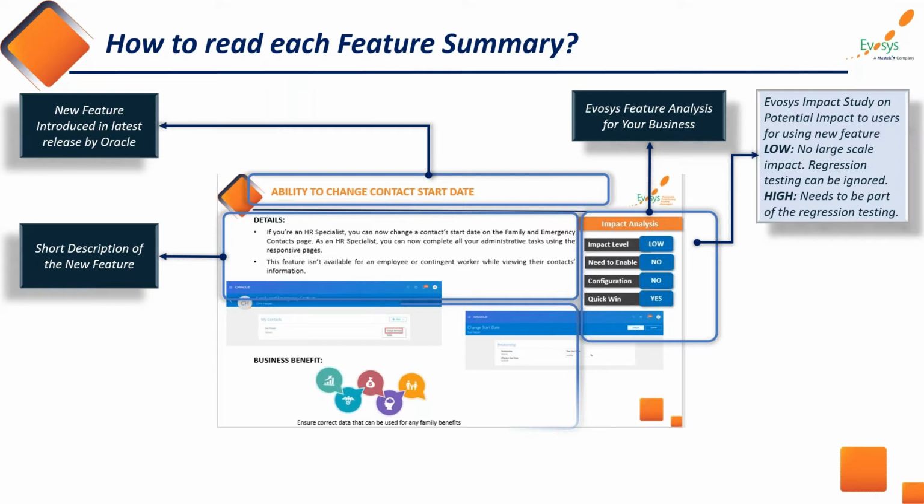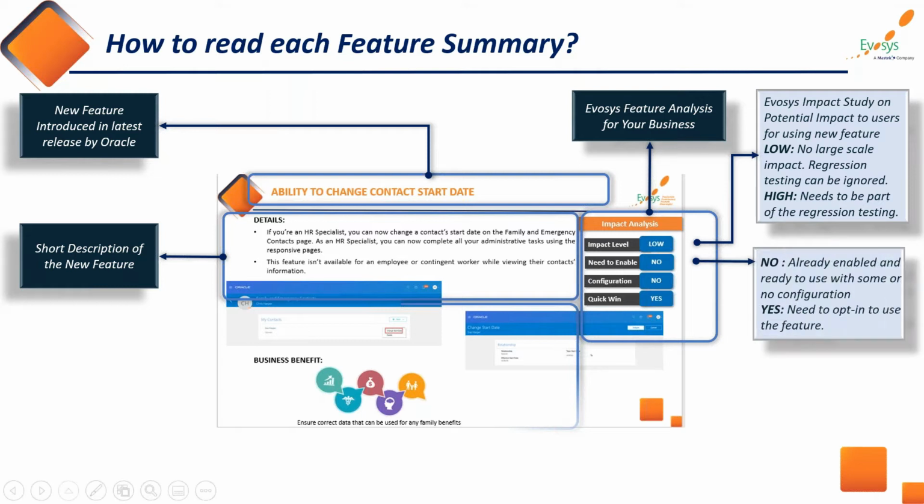We then include a high-level impact analysis on the right-hand side here with 4 main areas. So firstly, you've got the impact level. It's ranged from low to high. A low means that no large-scale impact, so regression testing is not really required, or it can even be ignored. And obviously a high impact level would be the complete opposite.